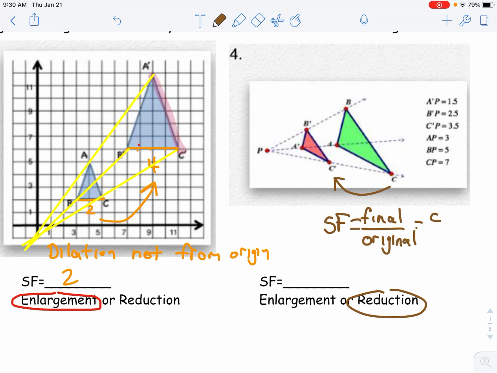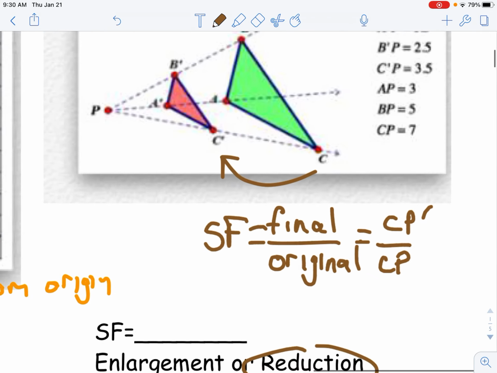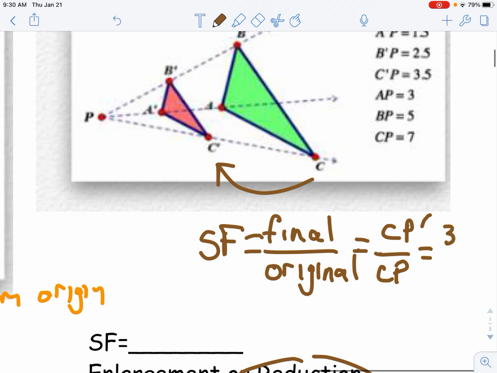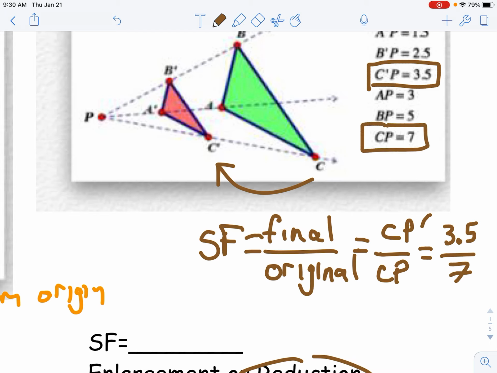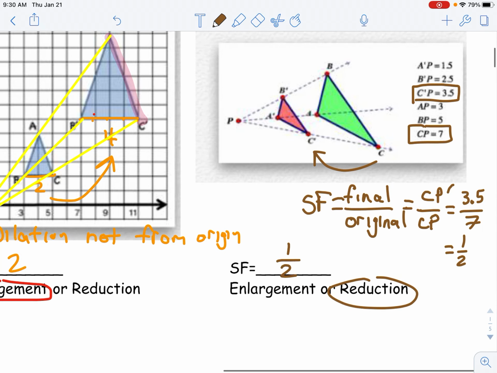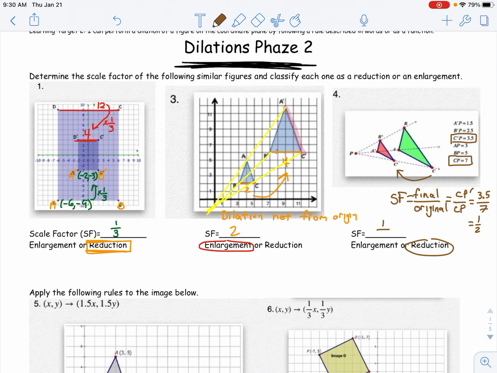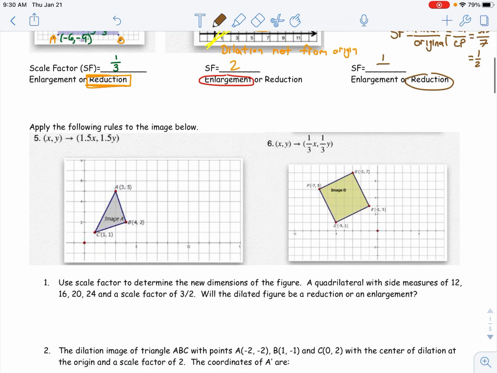All right, so final is going to be C to C prime over C to P. And looking at this right here, it's going to be 3.5 over 7. I'm using this right here. It tells me C prime to P was 3.5, C to P was 7, also known as 1/2 after I reduce. All right, so some similar stuff we did yesterday. Number 3 was slightly tricky, but not too bad. I think you guys still would have been able to overcome.